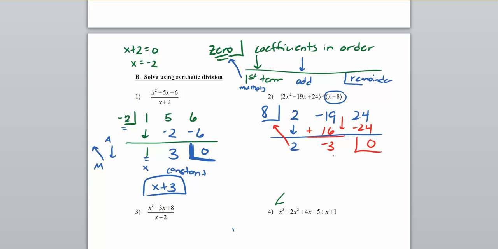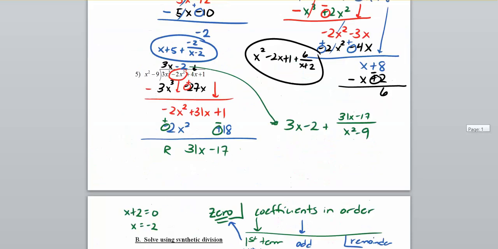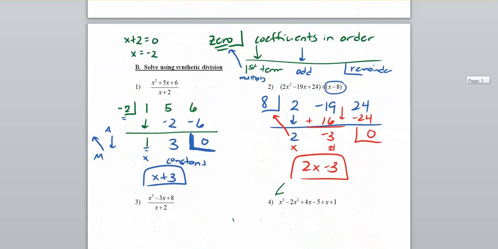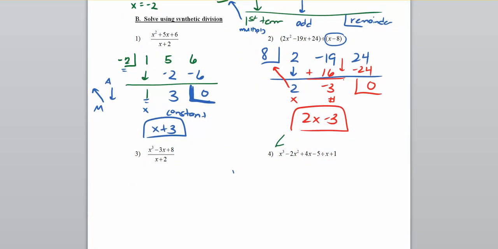This would be my constant term, or my number. This would be my x term. So it's 2x minus 3. Now if you scroll up to the very beginning, that was the same problem as number 2, and it takes a lot less effort to do synthetic division than it does to do long division.